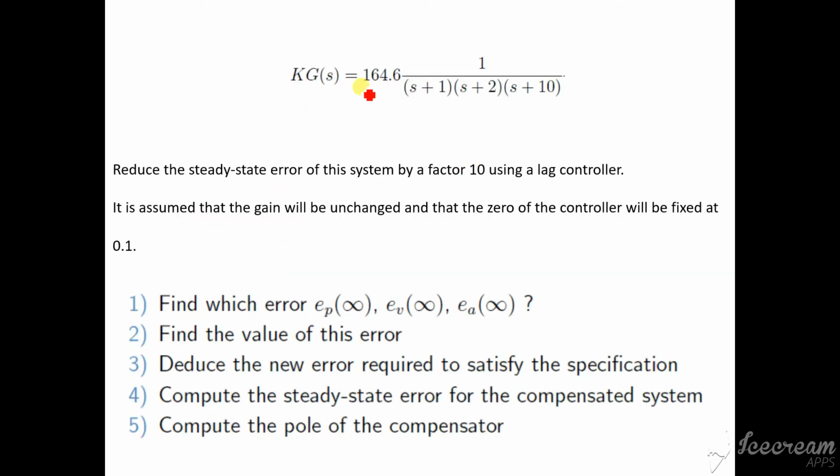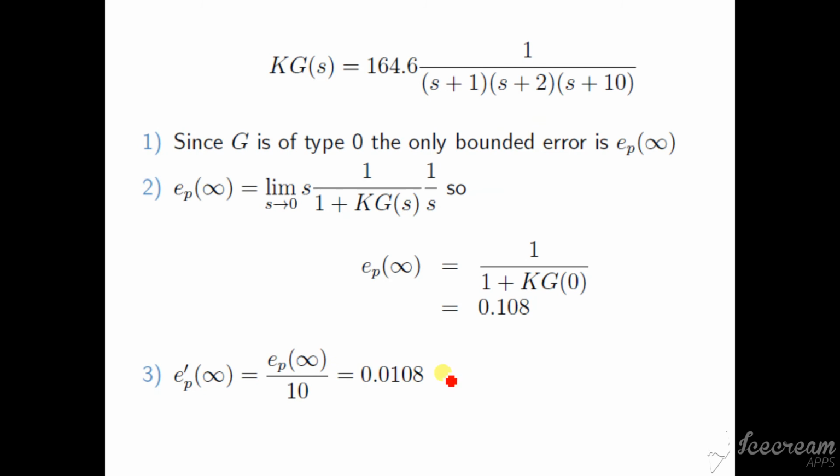Another example, K G(s). This is the K, this is the G(s). Reduce the steady state error of this system by a factor of 10 using a lag compensator or lag controller. Find which error, e position, e velocity, or e acceleration. Find the value of this error. Deduce the new error required to satisfy the specification. Compute the steady state error for the compensated system. Compute the pole of the compensator.